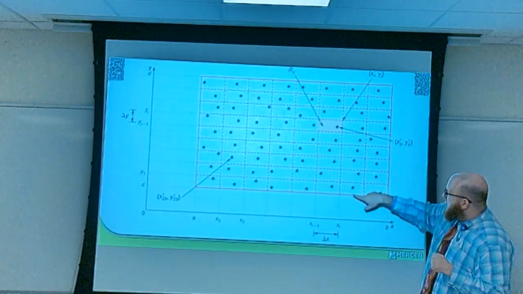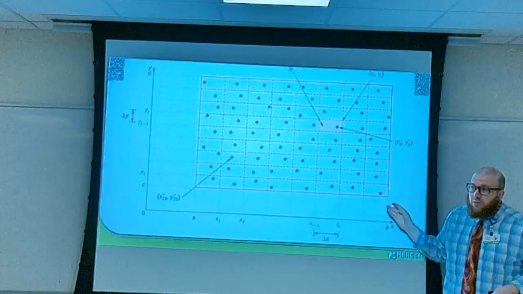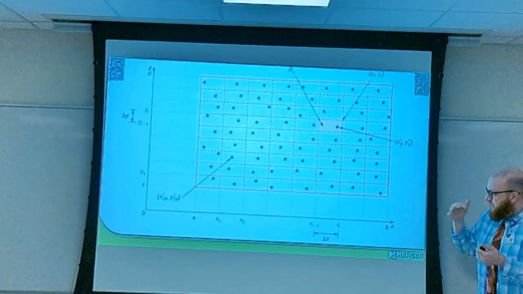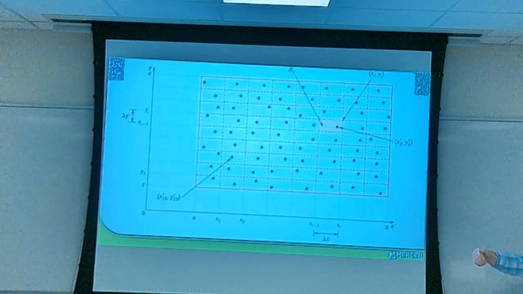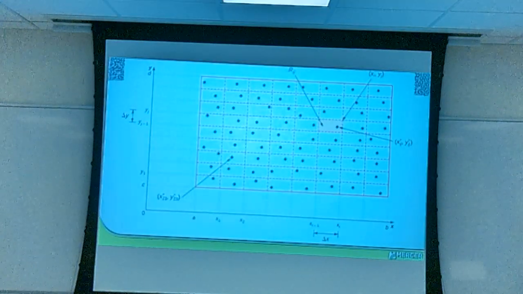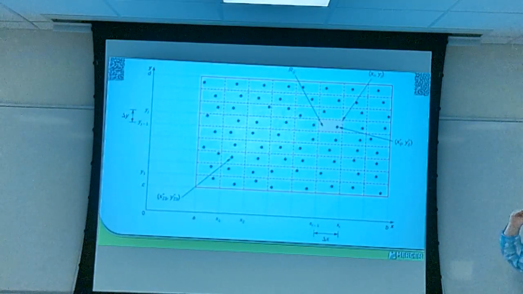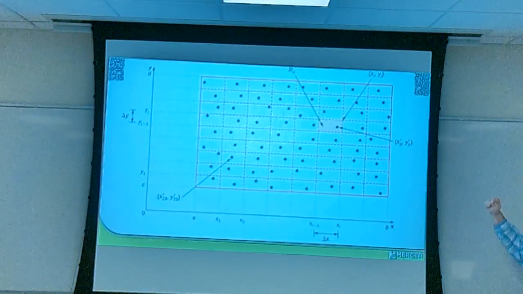Which means the area of each subrectangle could be different. But for general purposes, we're setting it up so that they're all equal, right? So all of your x subintervals are the same, we call delta x. All your y subintervals are the same, we call delta y. In which case, each subrectangle will have the exact same area delta A. But that doesn't have to be the case.